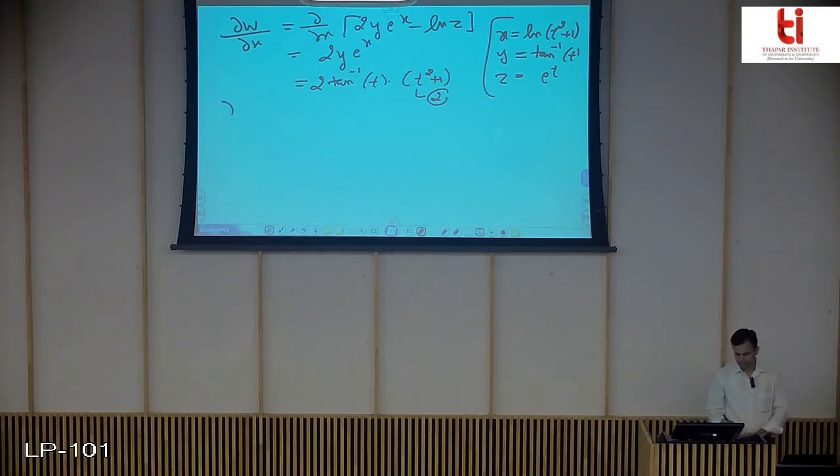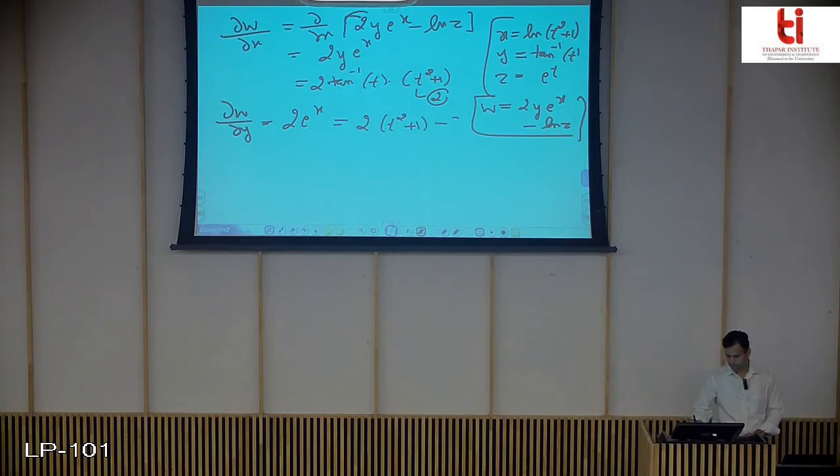Now again del w by del y. Let me write w here so that you can see what w is and how it is getting differentiated. So with respect to y, you can see it is 2e^x, simply 2e^x. And in terms of your t, it is 2(t square plus 1). So this is 3. Finally, del w by del z. Del w by del z is minus 1 by z. So in terms of your t, it is minus e raised to power minus t. Done. So now you got your values of del w by del x, del w by del y, del w by del z.